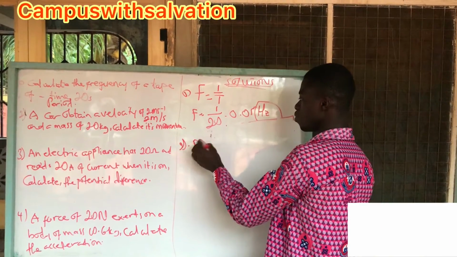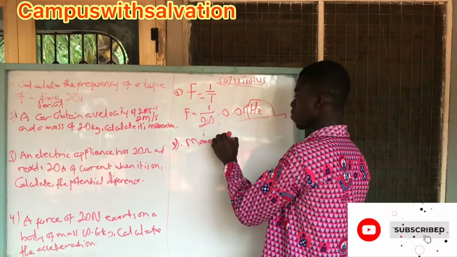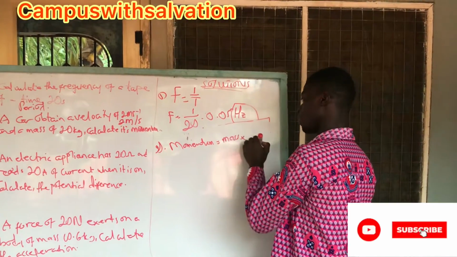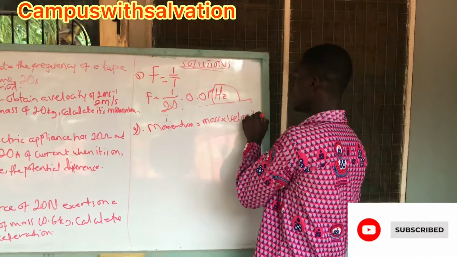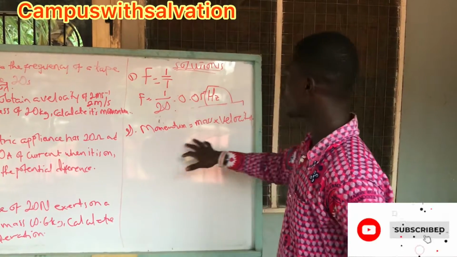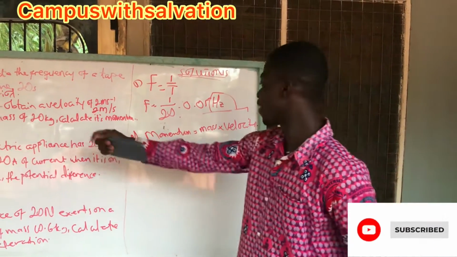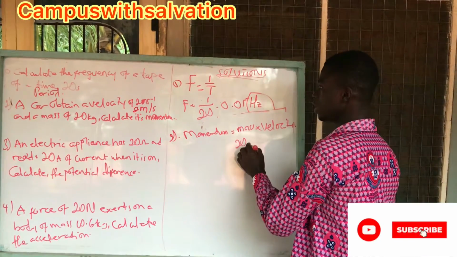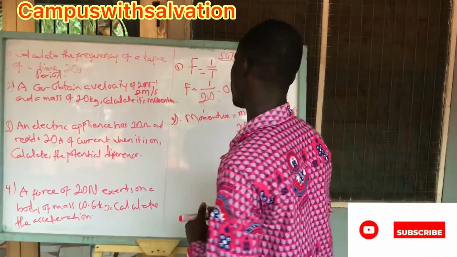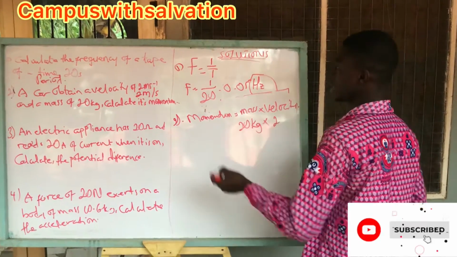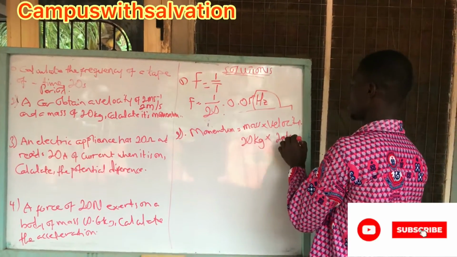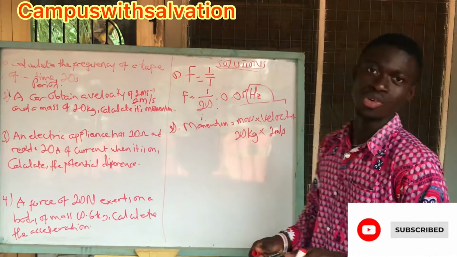Momentum is equal to the mass of an object times its velocity. This is the definition of momentum, and also the formula for finding momentum. So momentum is equal to mass times velocity, and the question gave us mass, which is 20 kilograms, times velocity. The velocity was given to us in meters per second, 2 meters per second. So you just multiply the mass and the velocity, and you are done with the question. After multiplying them, please use a calculator.